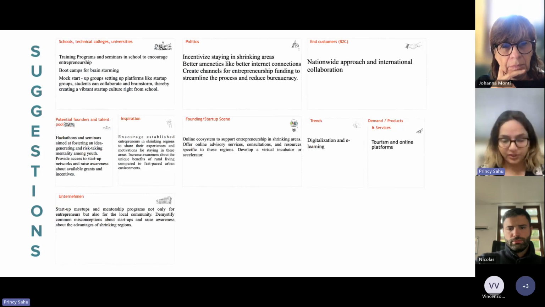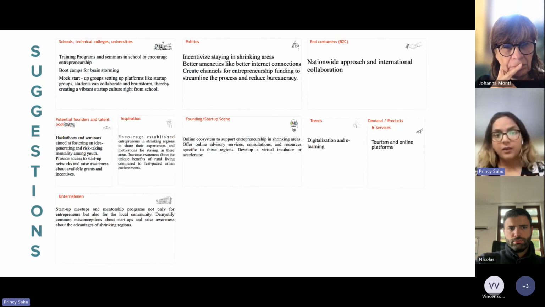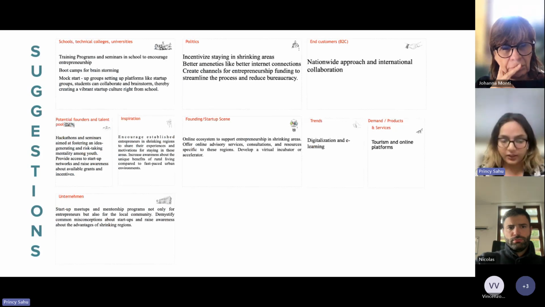When we talk about participation, Unternehmen, it's a German word for participation. We should have more startup meetups. We should have more mentorship programs, not just for the entrepreneurs, but also for the local community. Because the more support people get from their families or friends to do something that's risky, the more businesses we will have, and definitely it will increase jobs and the growth of the shrinking region. So we should have those kinds of programs.